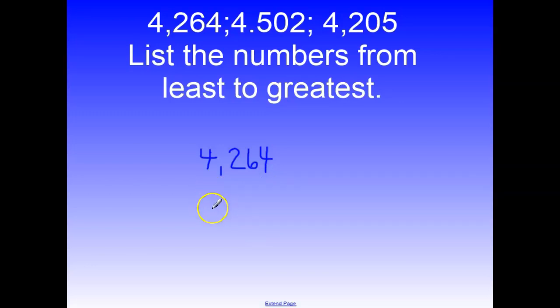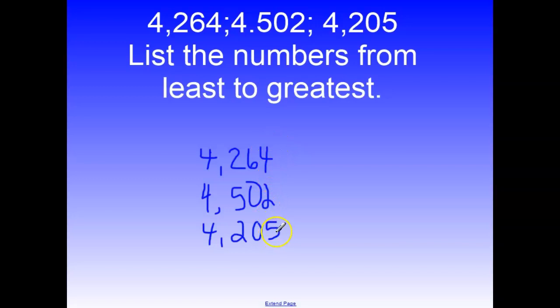So we have 4,264, 4,502, and 4,205. And I'm doing my best to make sure that all of those place values are lined up with each other. What I mean by that is that the ones places for all of the numbers are right up on top of each other.